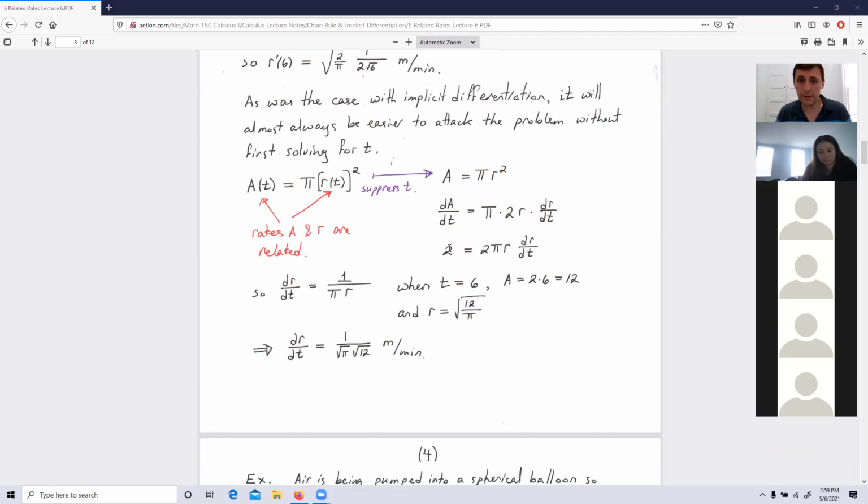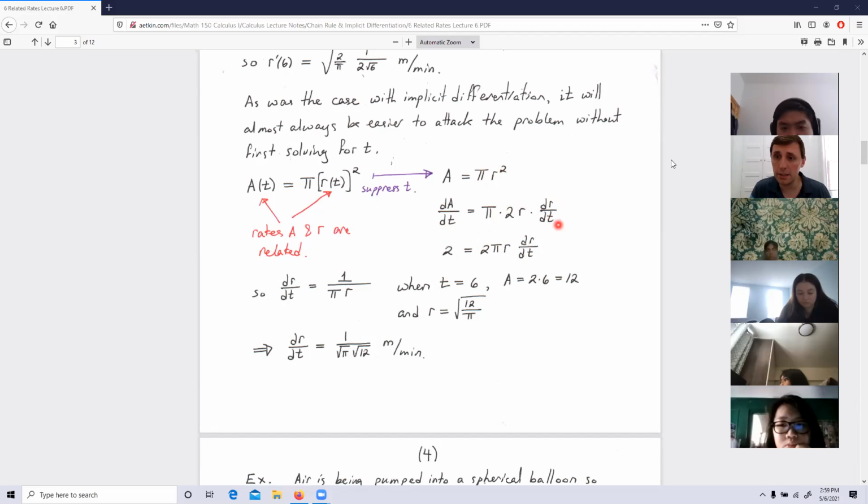So what do we get? We have that this number is 2. And what do we get on the other side? It's 2 pi r dr dt. Correct? Do you understand where the dr dt comes from? Because we have r squared, we are using the chain rule.